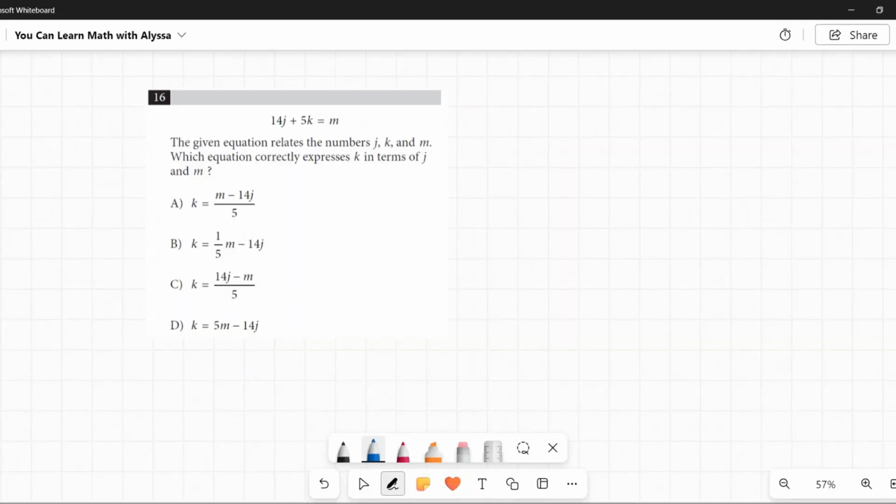Number 16, 14j plus 5k equals m. The given equation relates the numbers j, k, and m. Which equation correctly expresses k in terms of j and m?